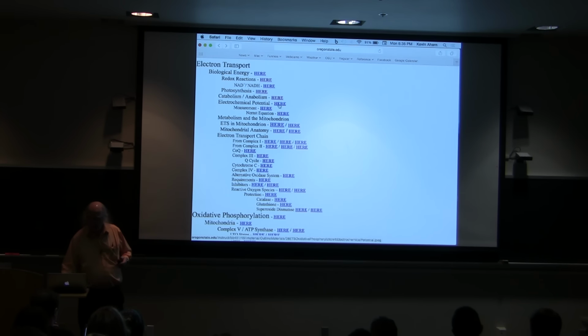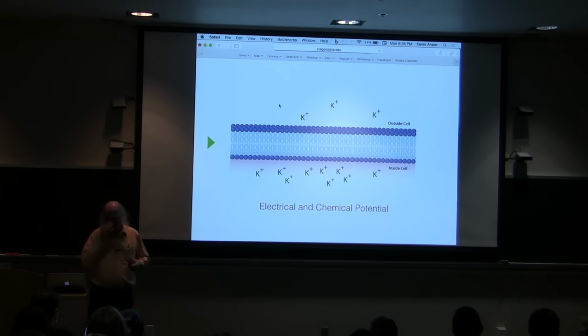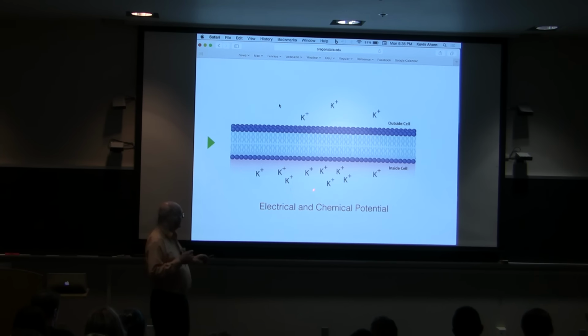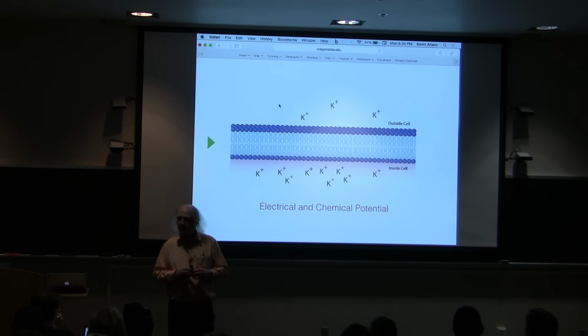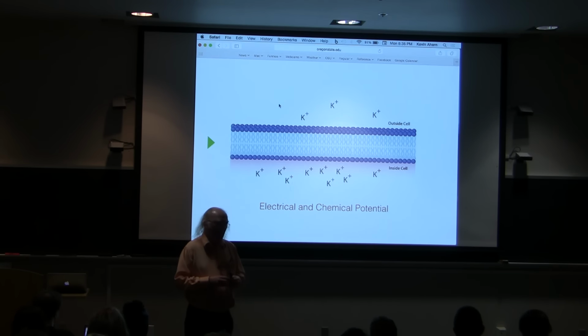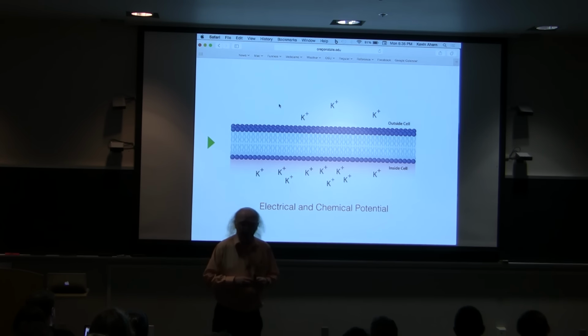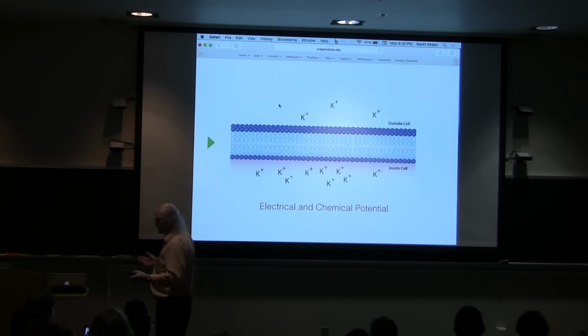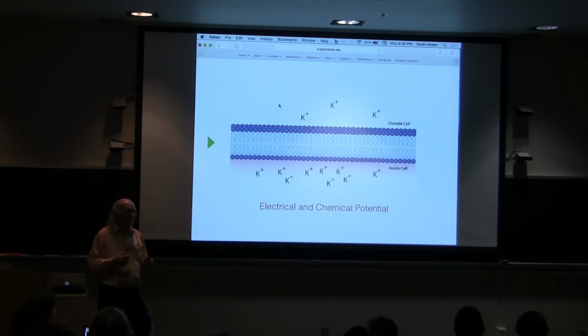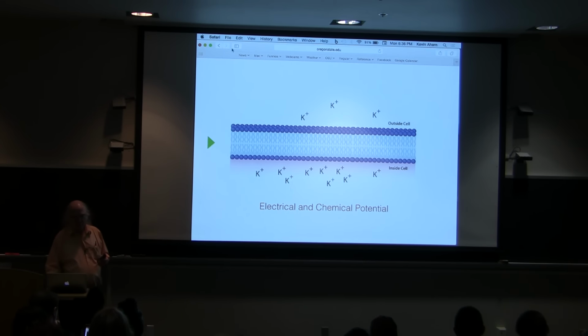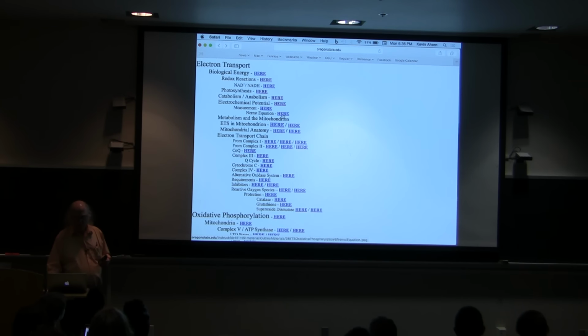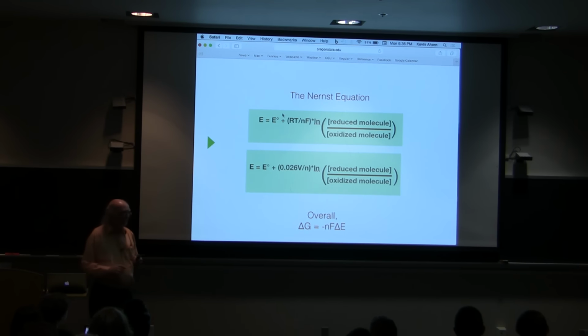Okay. I talked about the Nernst equation, and the Nernst equation arose from the fact that we have an electrochemical gradient. The Nernst equation is an attempt to quantify that energy difference arising from unequal distribution of ions across a membrane. And the Nernst equation that I showed was right here.